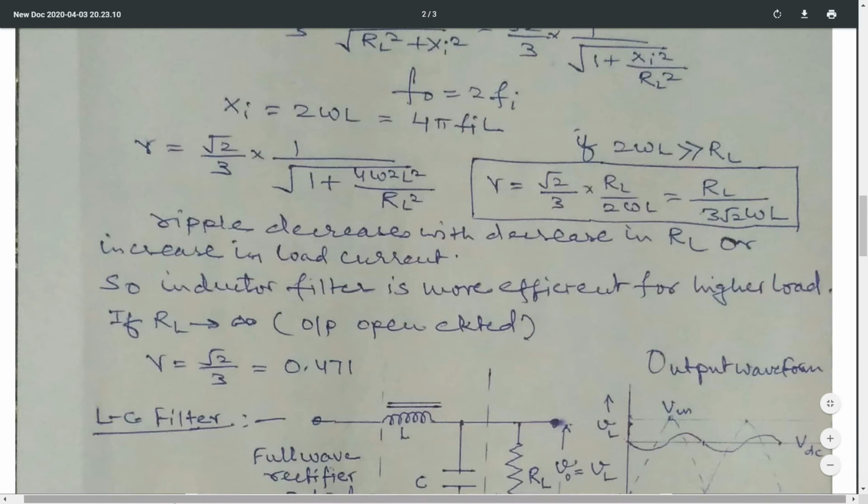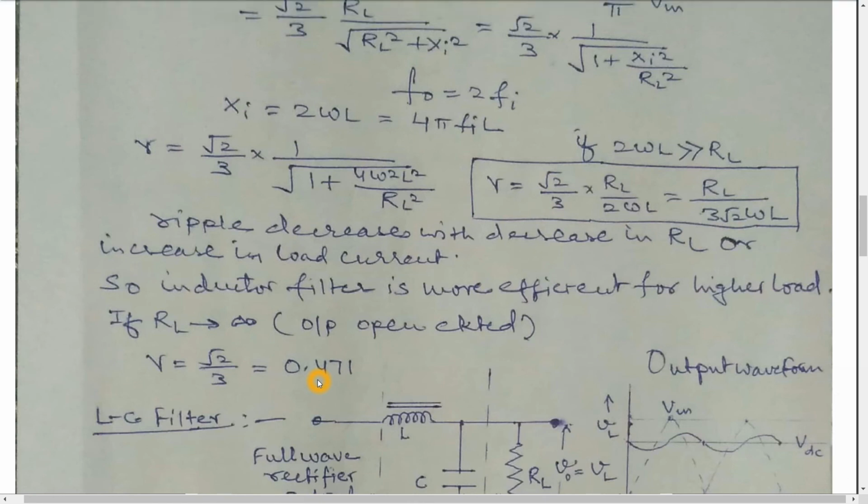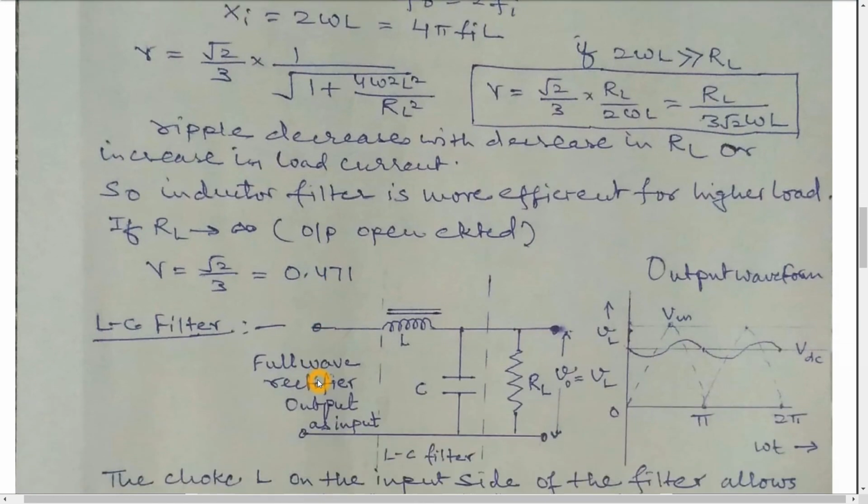If load is decreasing, or we can say RL is tending towards infinity, open circuited condition, in that case ripple factor is equal to root 2 by 3, which is equal to 0.471, which is nearly equal to a ripple factor of a full wave rectifier.